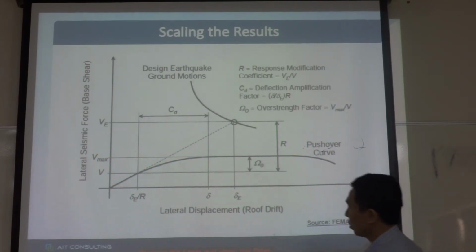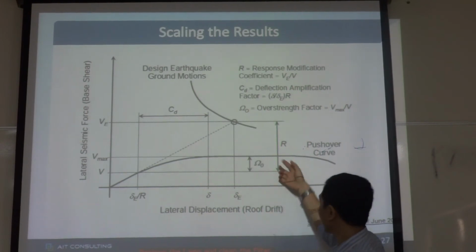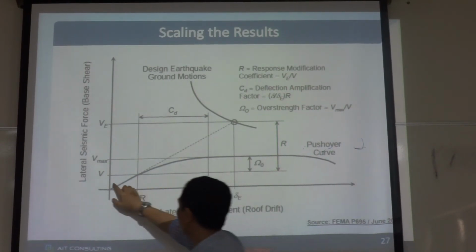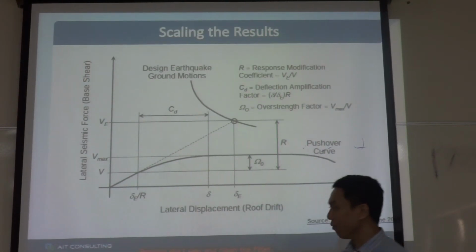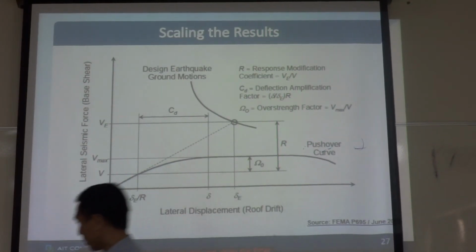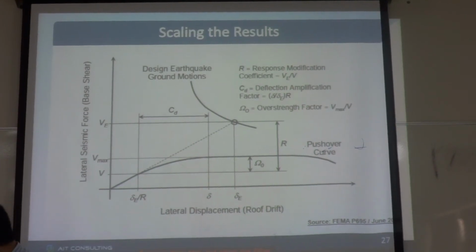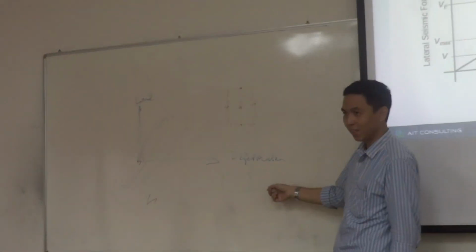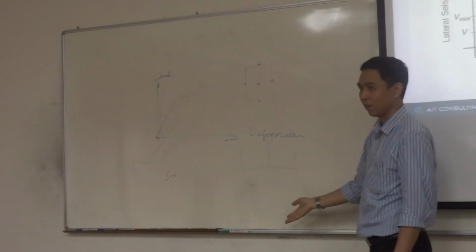So normal structures, okay, our design force is divided by R. But if you have a transfer system like this one, the lower structure which is supporting this column should not yield. If it yields, the structure will be unstable and fall down.